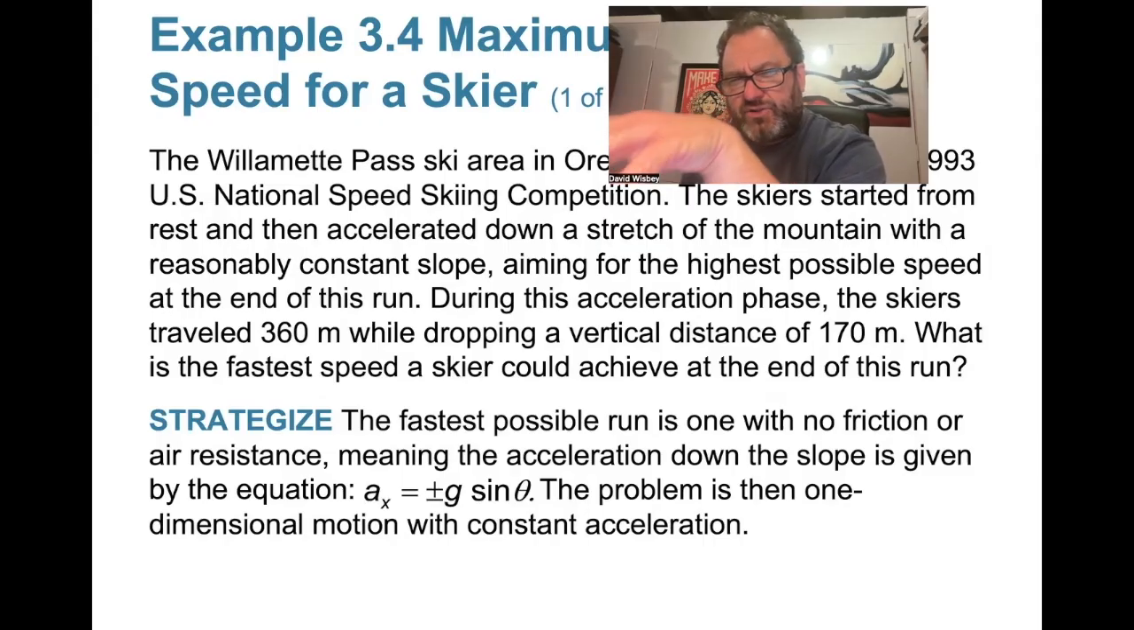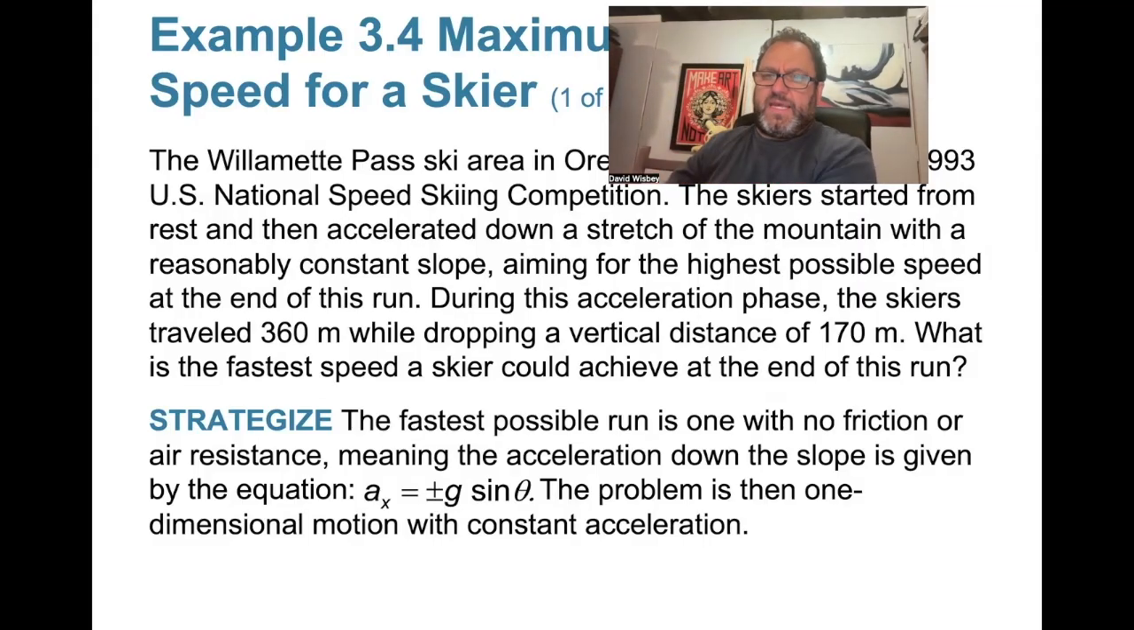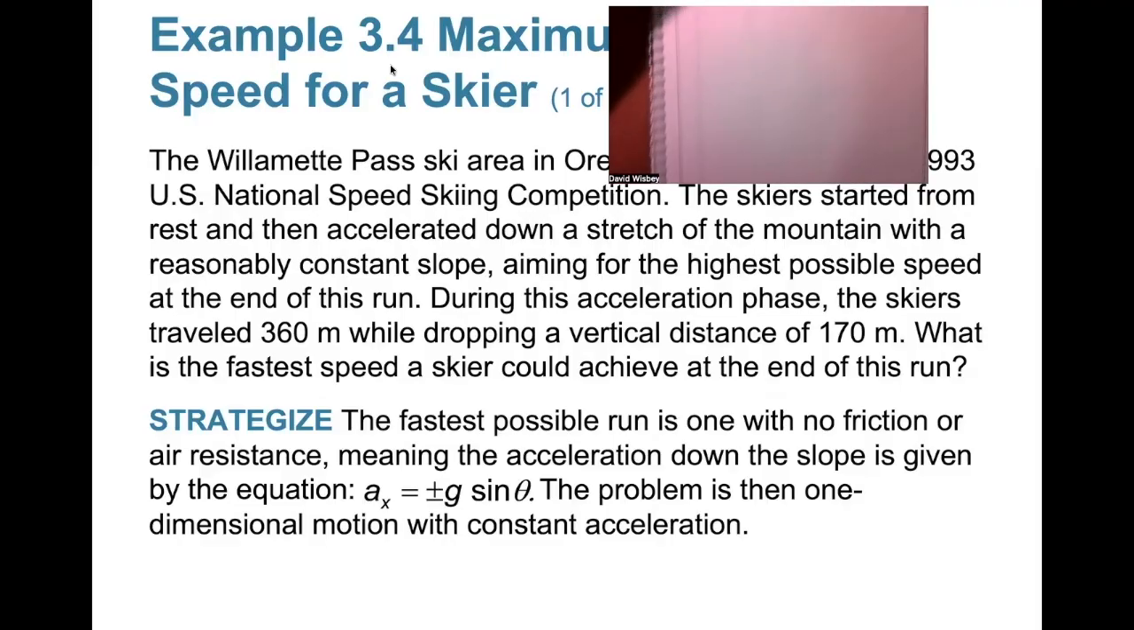So what I'm struggling to understand here. Okay, so they traveled 360 meters down the slope of the mountain. I'm thinking that tells us that that's the hypotenuse. Okay, all right. So this one, we've got to just make sure that we read the problem carefully.